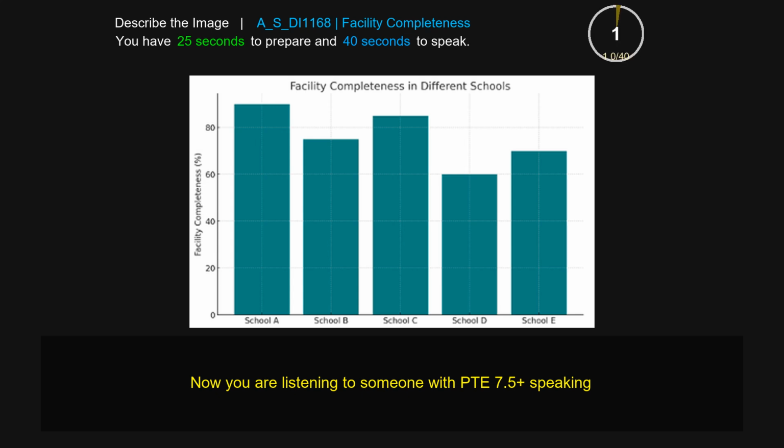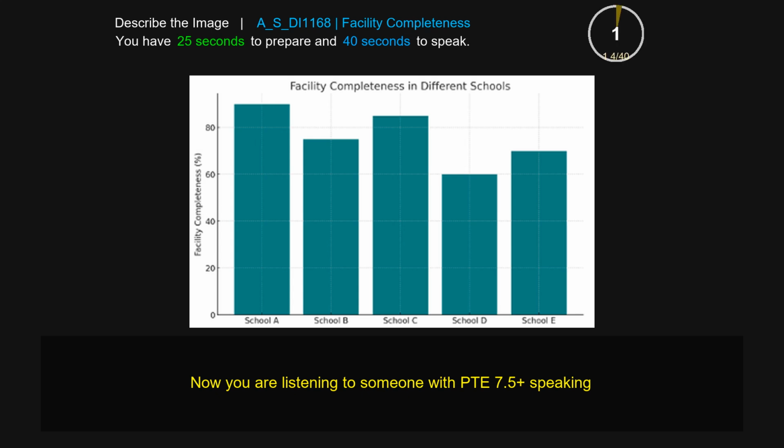The bar graph gives information about facility completeness in different schools. The image includes several elements like school A, B, and C. Firstly, the highest value can be seen in school A, which is near to 85%, and the lowest value can be seen in school D, which is near to 60. Moreover, school B is near to 75, school E is near to 78%, and the last school, C, is near to 59. Overall, this bar graph provides a summary about facility completeness in different schools.